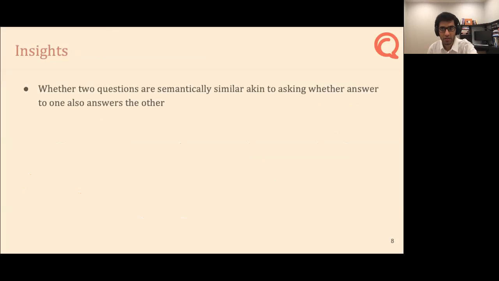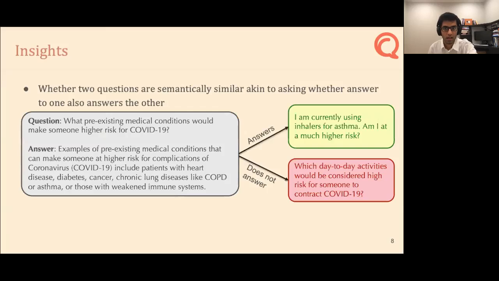So given the lack of data, what is a task that is relevant and has abundant data, which would help us provide the model with domain knowledge? The insight was that whether two questions are semantically similar is akin to asking whether the answer to one also answers the other. Consider the example shown here. The answer to a question about high-risk pre-existing conditions for COVID that is shown on the left does answer the question about the risk for someone with asthma. This is shown in the green box on the right. However, it doesn't answer what day-to-day activities are high risk. This is the question that is shown in the red box.